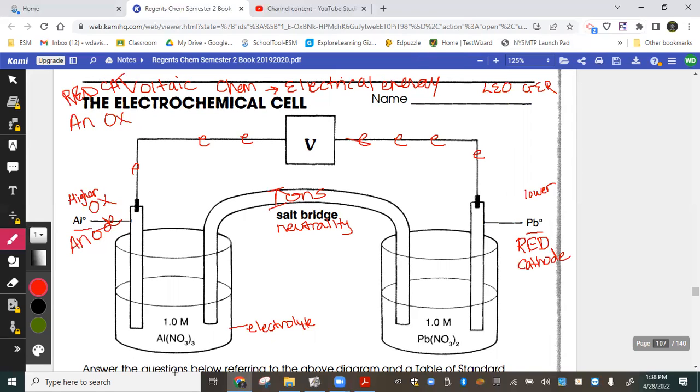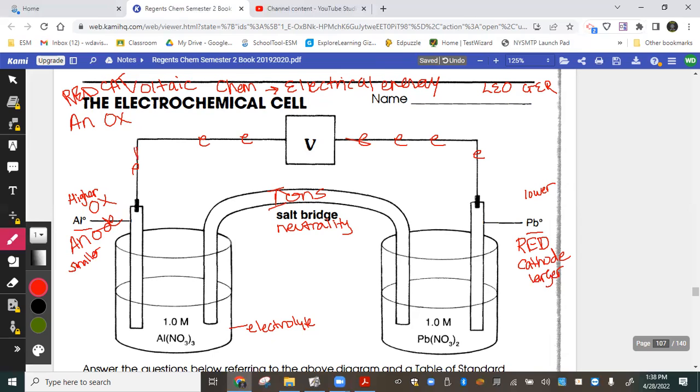Okay, and remember we have a fat red cat, so that means our cathode will be larger. And we have the anorexic ox, so our anode will get smaller. All right, let's take a look at some of those questions. But first, electrons go from the anode to the cathode.